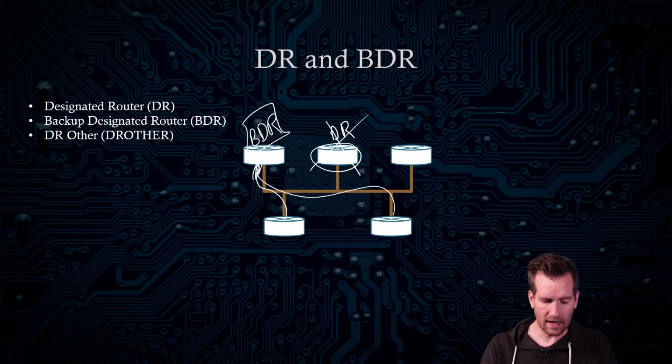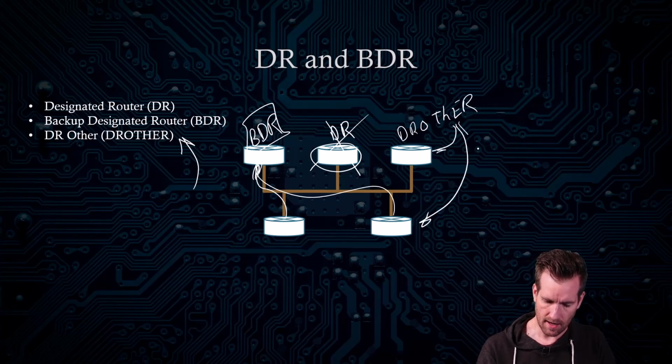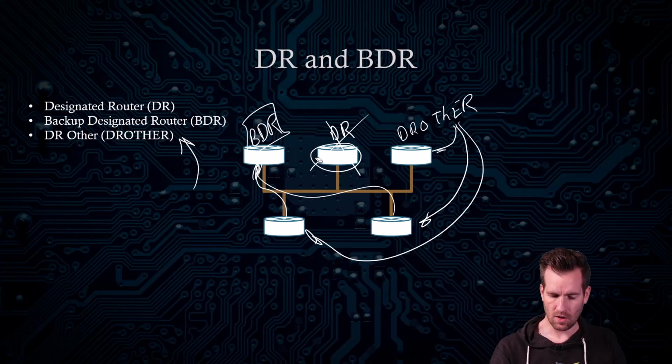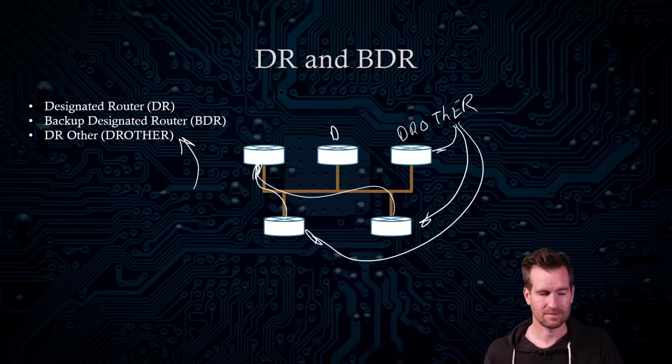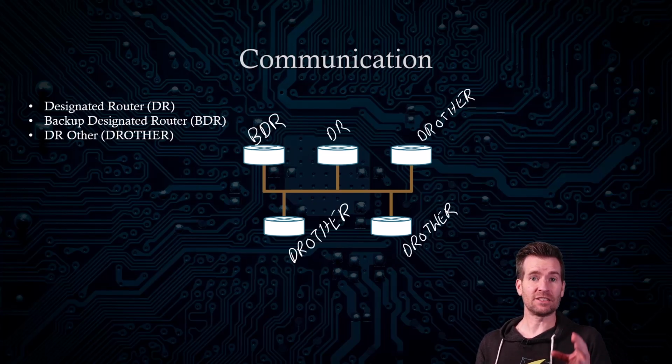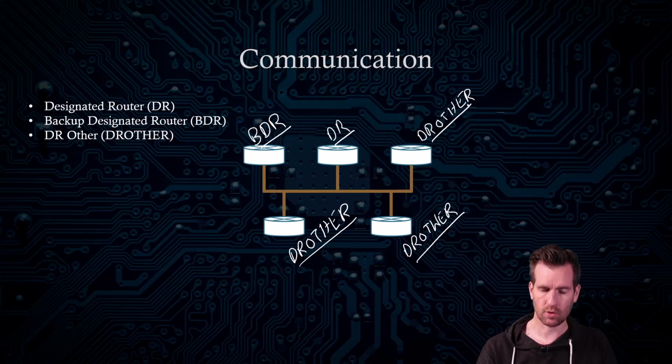We do have one other designator, and that is the DROther. The DROther is going to be any other device on here, any of the other routers that are going to be communicated on here. So those are the different designators on this network. Let's see how that actually is going to solve our problem. We have a designated router, a backup designated router, and 3 DROthers on this network right here.